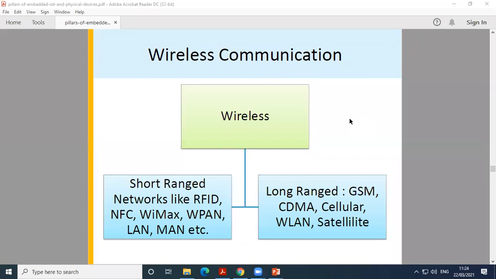So we know that wireless communication for IoT based systems is categorized into two types. Short range networks like RFID, near field communication, WiMAX, wireless PAN, LAN, and MAN, etc. And the other type is long range networks like cellular networks via GSM or CDMA, and wireless WAN and satellite communication as well. So these are the two types of wireless communication. Here you can see the two types, short range and long range.